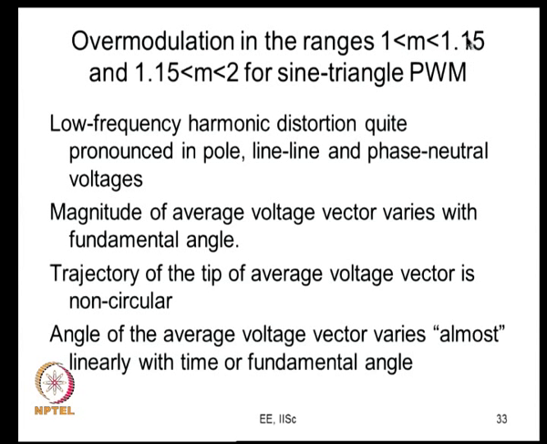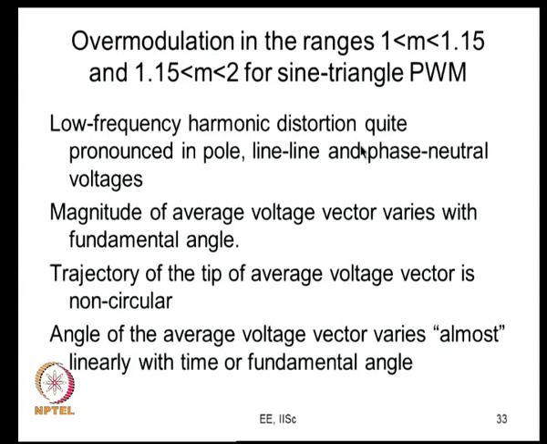So, here at any time only one phase modulating signal will go above or below the carrier peak, and the other range is 1.15 to 2. In this you would find two of them going above. Sometimes only one modulating signal would go above the carrier peak, and sometimes you would have two of them going beyond the carrier peak, one above the positive carrier peak and one below the negative carrier peak. So, these two ranges, if you look at, what do you see?